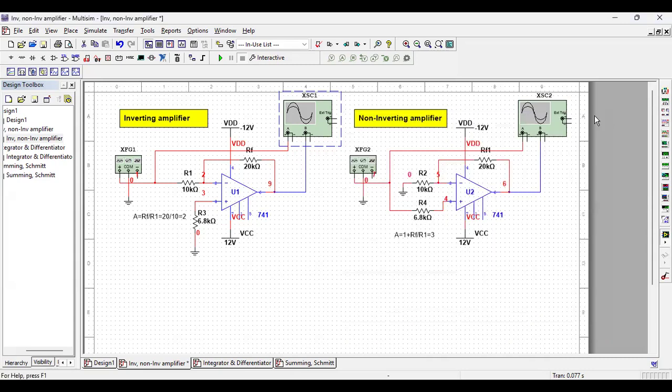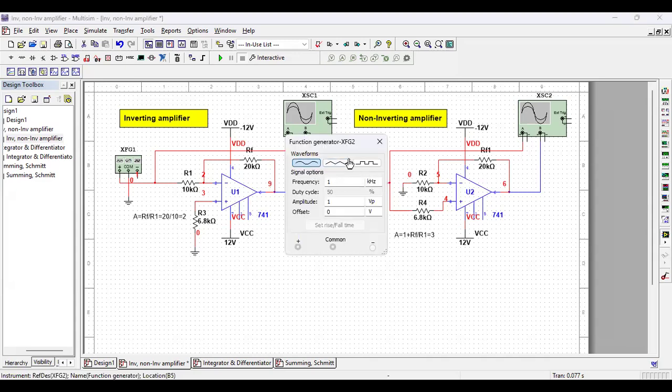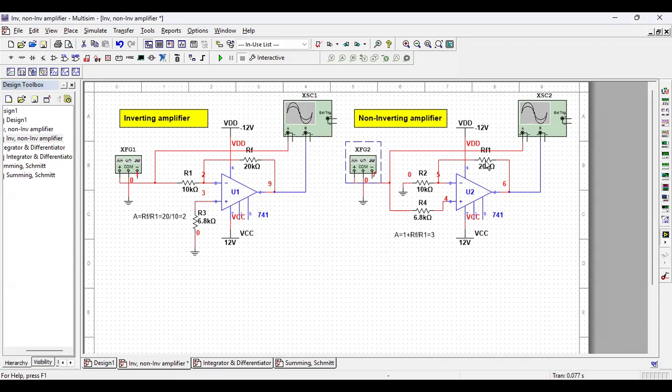Next, this is a non-inverting amplifier. As usual, the input resistor is 10K, but the inverting input is grounded and the non-inverting input is connected to the source. Here also, I have taken the same sinusoidal 1 kilohertz source. Let us see, what is the gain? Gain is 20 by 10 is 2, plus 1 is equal to 3. Let us see how it works.